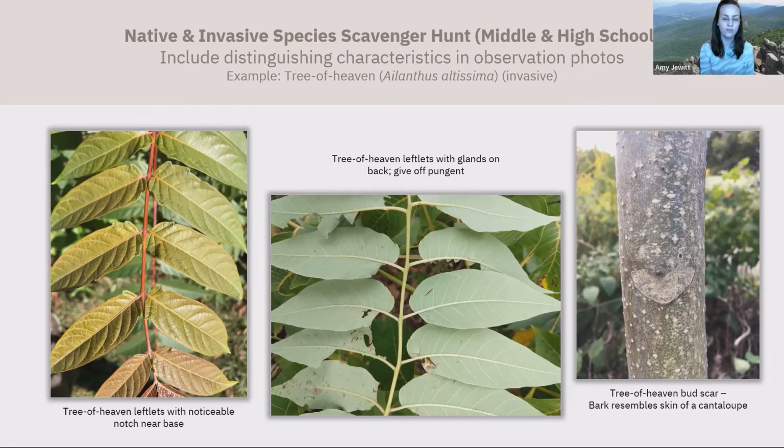Some of you might be familiar, Tree of Heaven gives off a really bad smell, and those glands are where that comes from. It also has a very unique bud scar, as you can see here on the remaining photo. And the bark of Tree of Heaven is sometimes compared to the skin of a cantaloupe. So again, if you're taking pictures of the bark of this tree, that's going to help other experts who are looking at your pictures to correctly identify and make sure that that is indeed Tree of Heaven.